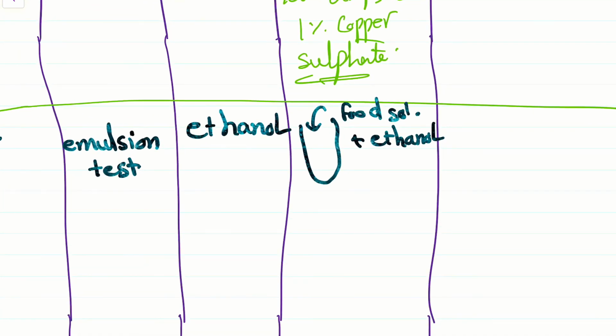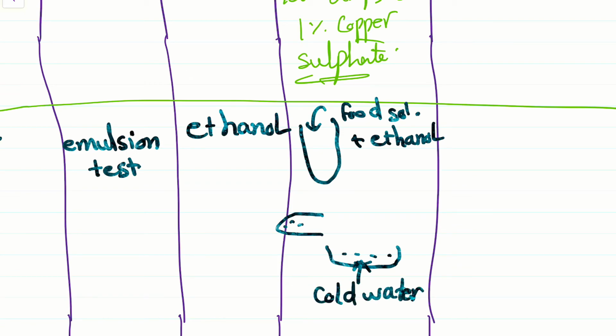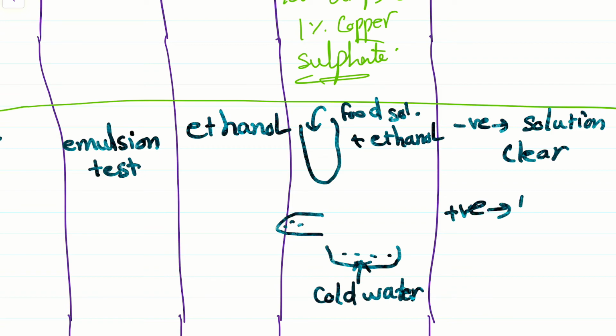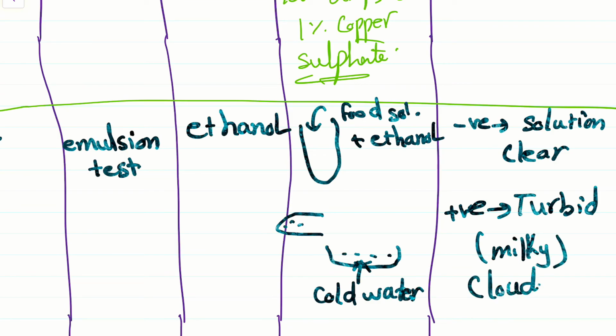After that, take this test tube and pour the content into cold water. If we don't have fat, the solution will be clear, nothing there. But if we have fat, it will be turbid, milky or cloudy. Why? Because the fat under low temperature will be solid and white.